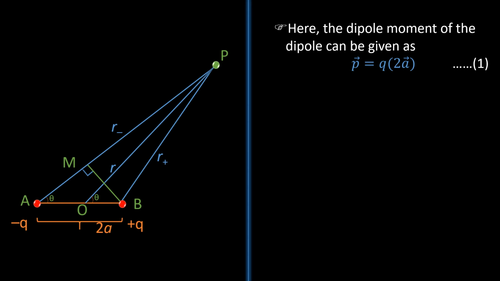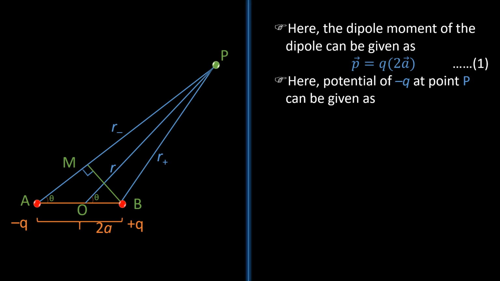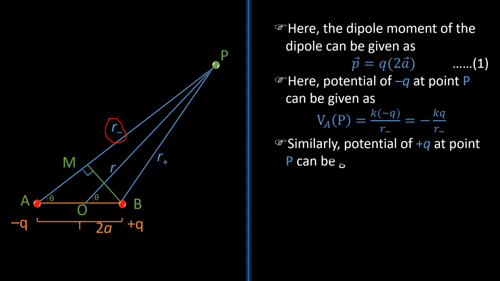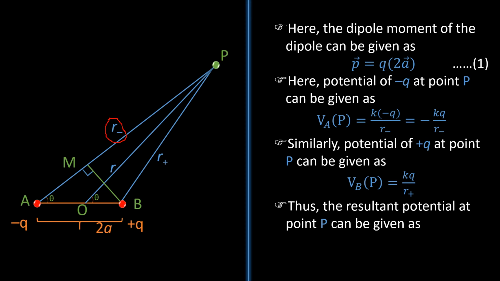So here is the first equation of our derivation, and then the potential of the negative charge at point P is kq by distance. How much is the distance? R negative, and charge is minus q, so it will be minus kq by r negative. Let us label it as VA. And similarly, potential at point P due to the positive charge will be kq upon r positive. Okay, and then the resultant potential can be given as VA plus VB. So the potential at point P, if we denote it as VP, is VA plus VB. Let us simplify it further.